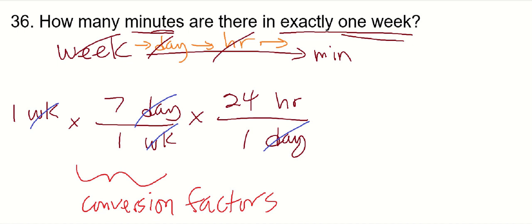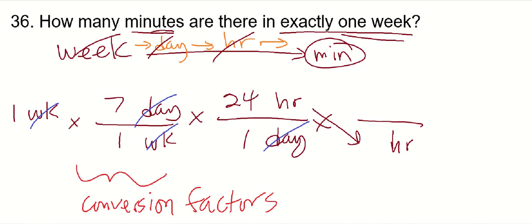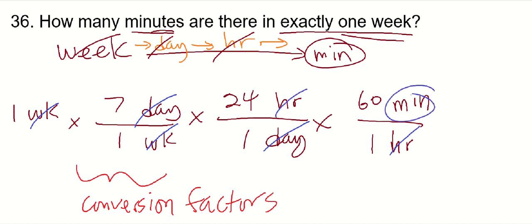Let's get rid of hours and take that to our final dimension. That's dimensional analysis. Let's get rid of hours, put that on the other side of the conversion factor. If you want to get rid of it, our desired unit goes on the other side of that. So we have 60 minutes in 1 hour. Let's cross that out. We're left with units of minutes. That's how dimensional analysis works.